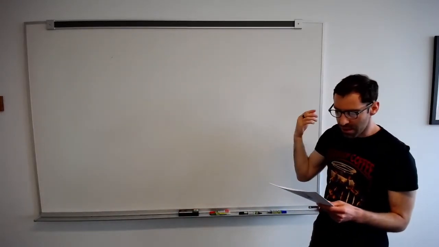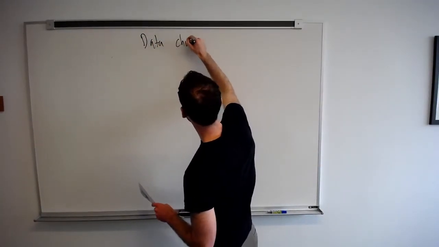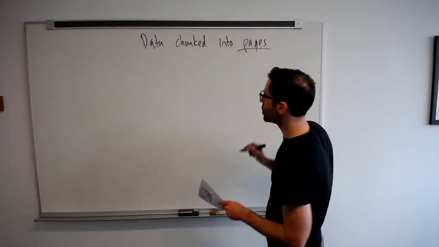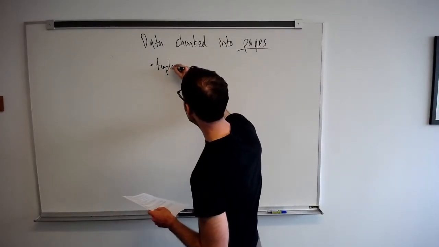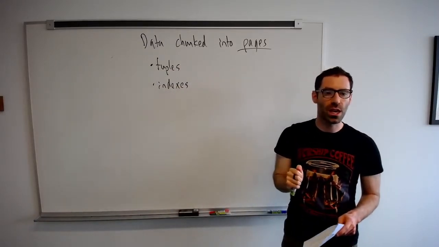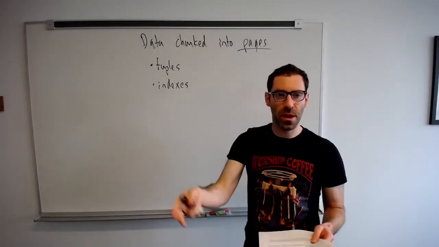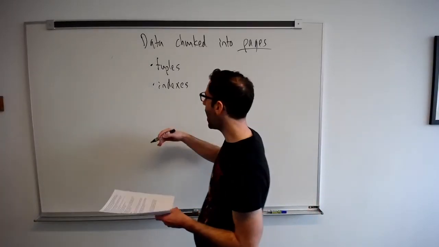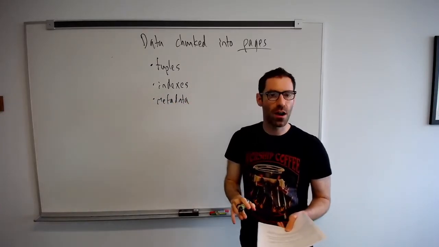And these pages, so we're going to have data chunked into pages. And these pages may have different things in them. We might have tuples, we might have indexes, which is a topic we'll get into next week, but structures to make finding data and queries more efficient. We might have other metadata. We'll see some examples of that today.